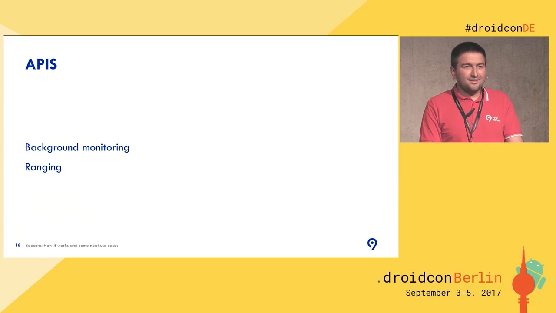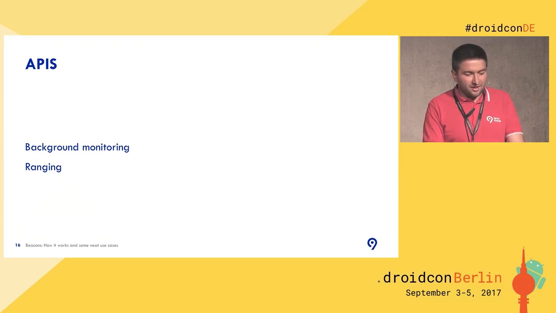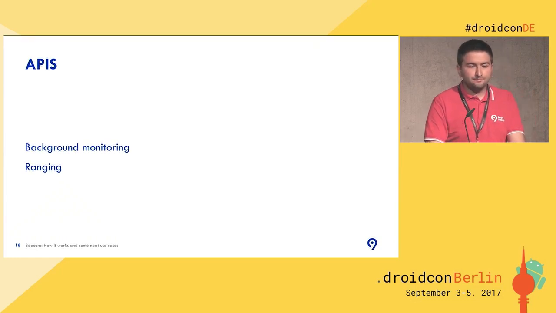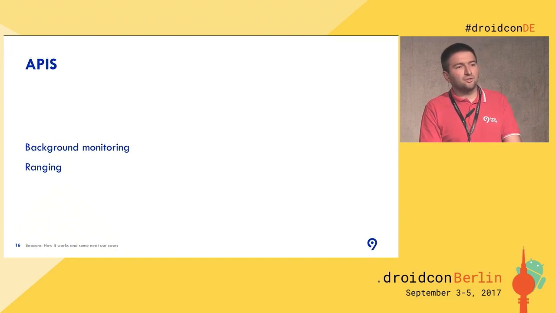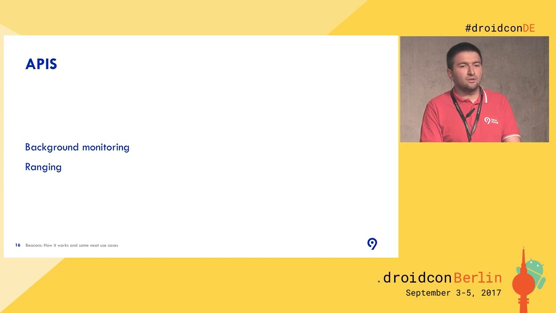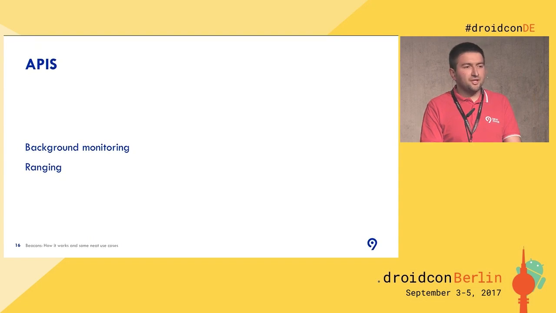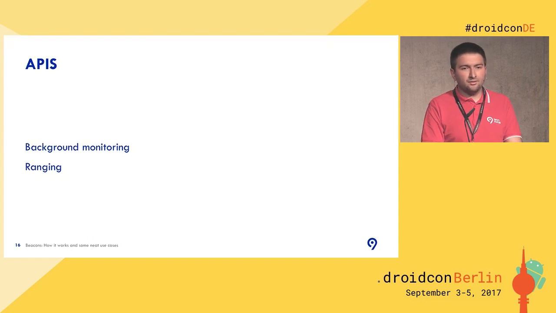So what things can we do with these APIs? There are two things we can do. We can do background monitoring, and this is the case that I was talking about. You set up background monitoring in your app, and whenever the device is in range of a beacon that you have the ID for, your app will get a notification.